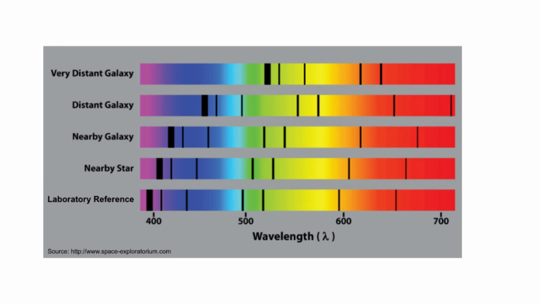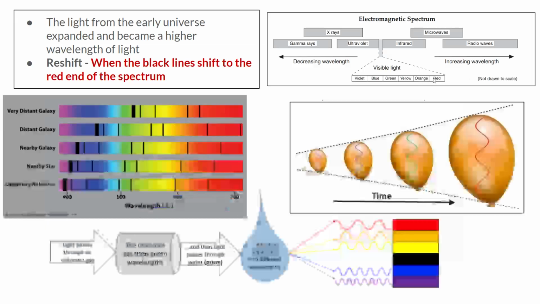What's really interesting is, say I have a laboratory reference of helium. I passed light through helium, and then split it into the colors of the rainbow. And I see that helium produces this specific fingerprint of black lines on its spectrum. Now, if I compared this helium in my lab to the helium that I see in a nearby star, nearby galaxy, distant galaxy, and very distant galaxy, I'm seeing that it's still helium because it's still the same pattern of black lines, but those black lines are starting to shift towards the red side of the spectrum.